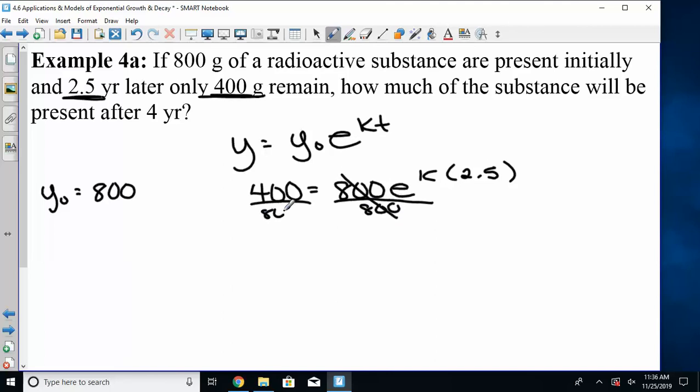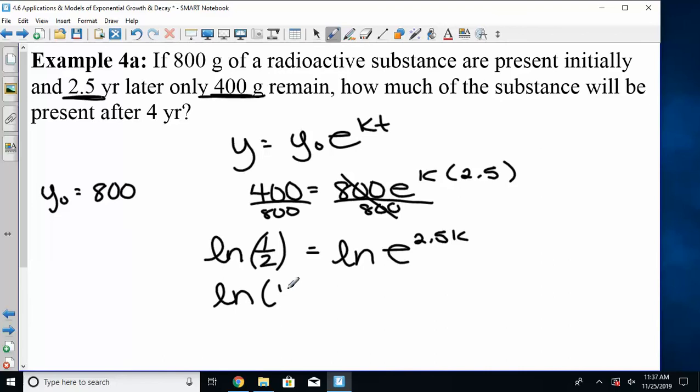Divide by 800. You get 1/2. This is what's called a half-life. Just the time until you have half of what you started with. And then what do we do? Add your natural log. We know the natural log of e will cancel, so we can drop that. Next, the exponent comes down, so divide by our 2.5.